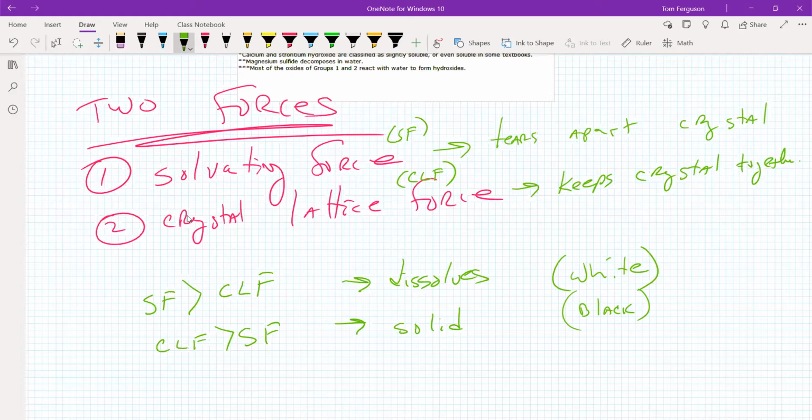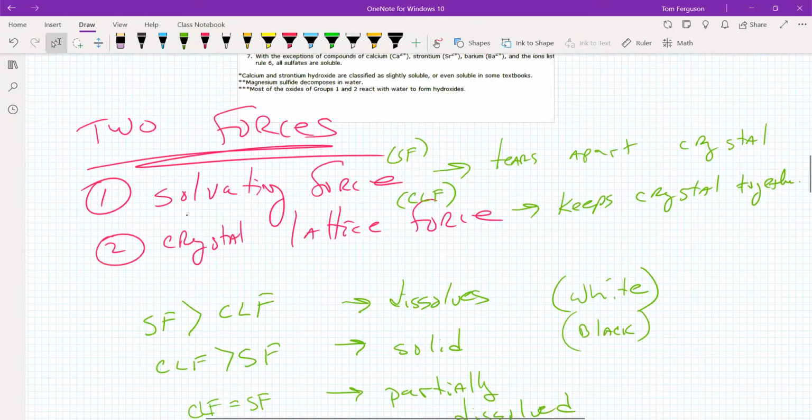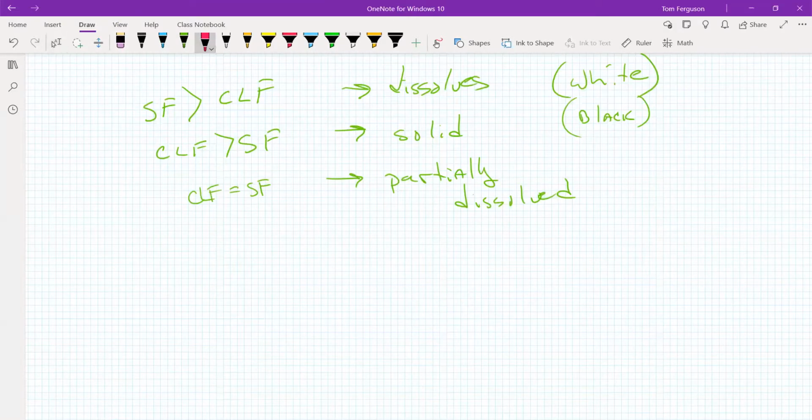Okay, so two forces that are kind of at odds. And of course, the question is what if the solvating force is equal to the crystal lattice force? Kind of one of those flaky deals as well as partially dissolved. Now, solvating force is temperature.